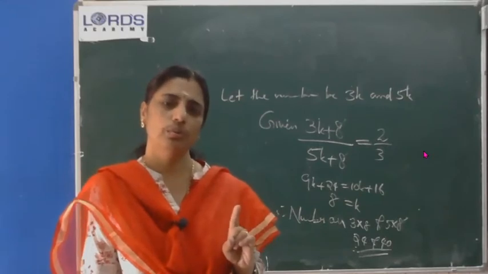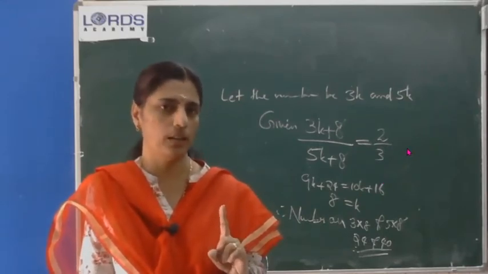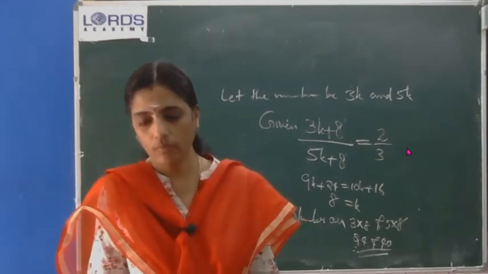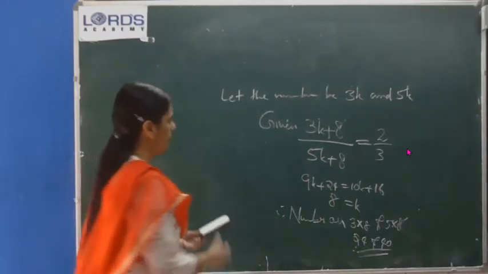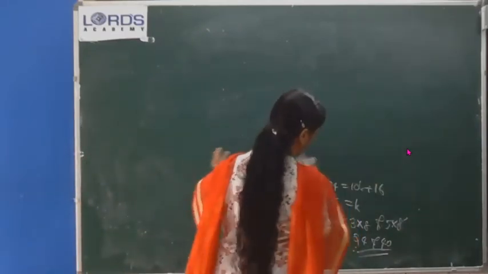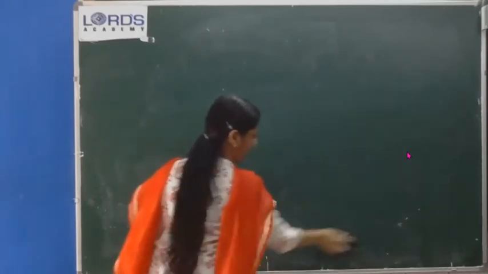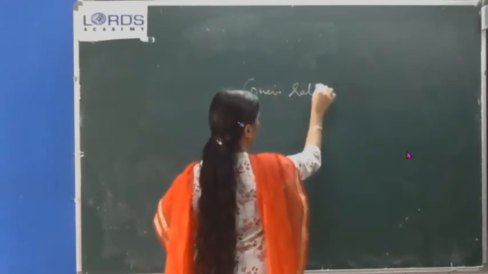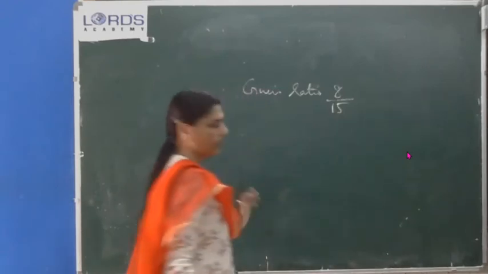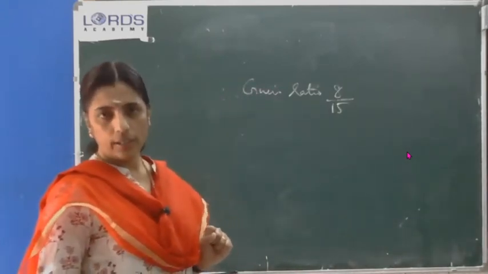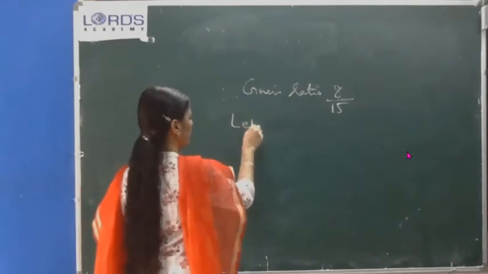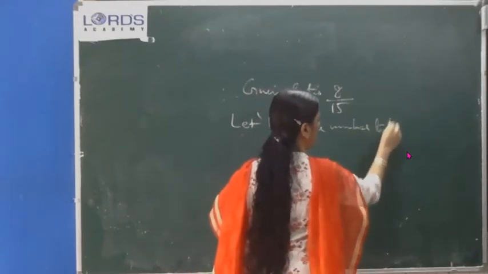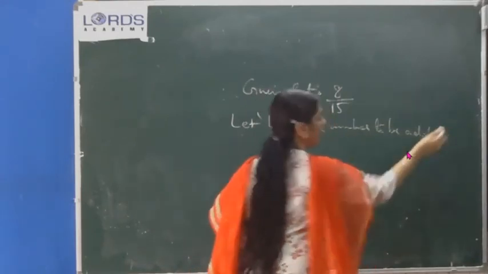Okay, how to do that? I told you, you compare with the proportion part. Let k be the number to be added. You write: given ratio 8 by 15, or 8 is to 15. Now let k be the number to be added. That is our assumption.